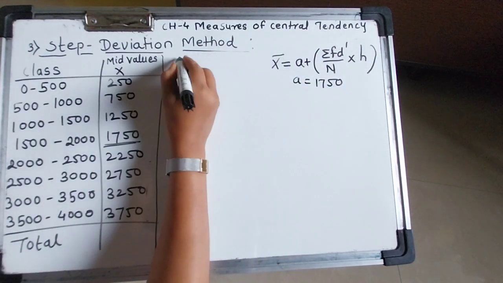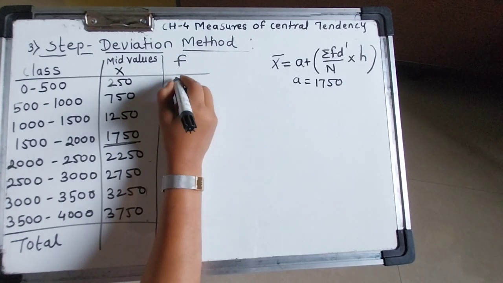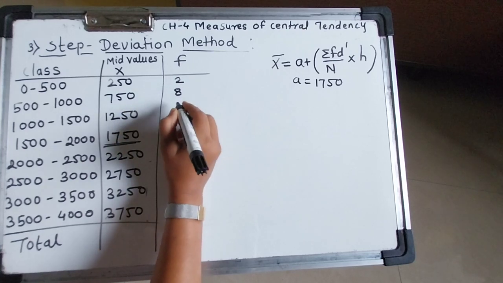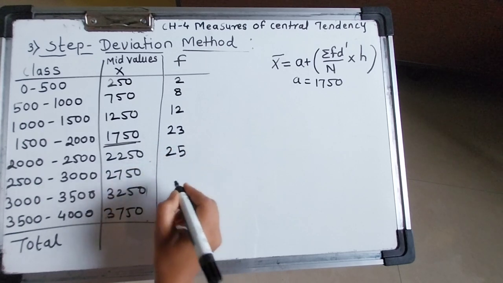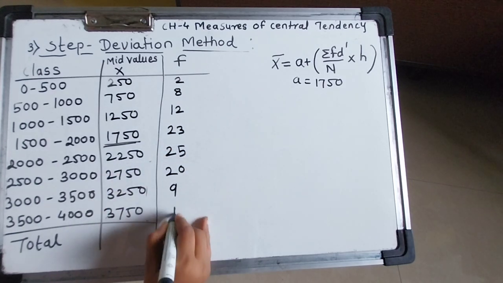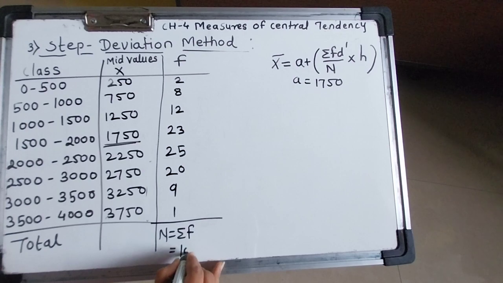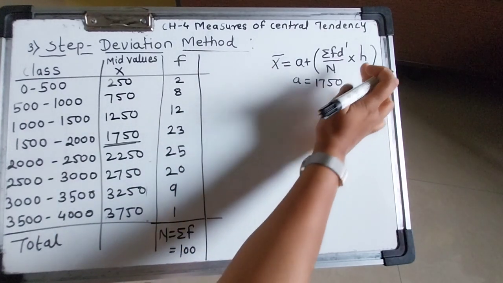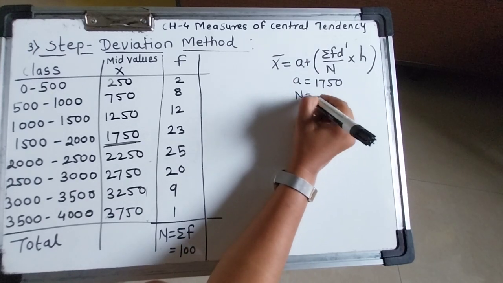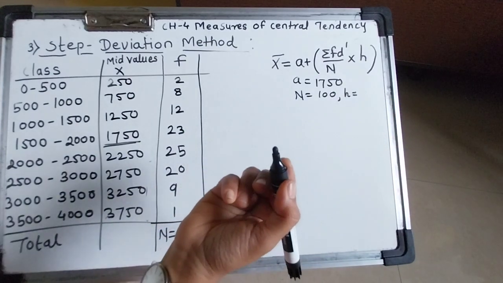Next is capital N, the total of frequency. They have given the frequencies 2, 8, 12, 23, 25, 20, 9, 1. Capital N is the total of frequency: 2 plus 8 plus 12 plus 23 up to 1. It is 100. Now H. What is H? H is the class width.